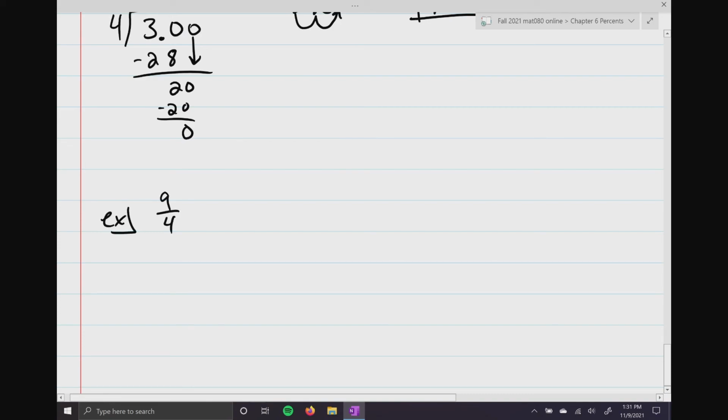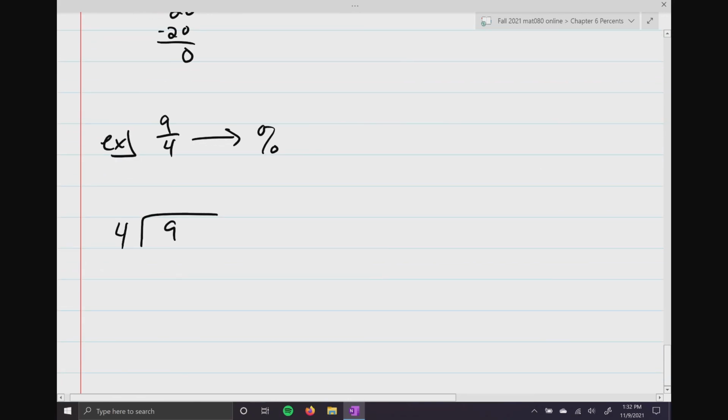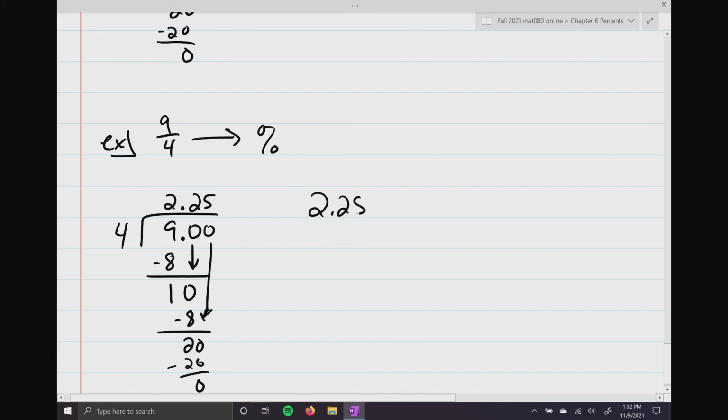Let's try 9/4. So first thing we're going to do is divide. Oh, sorry, I forgot to write the directions. 9/4 to a percent. So the first thing we're going to do is divide. 4 goes into 9 twice. All right, now I need to add a decimal. Put a 0, drop it down. 4 goes into 10 twice. It's going to give me an 8. 10 minus 8 is 2. Add a 0, drop it down. 4 goes into 20 5 times. So I got my decimal number. All I have to do now is take the decimal and move it 2 places to the right to give me 225%. So 9/4 as a percent is 225%.